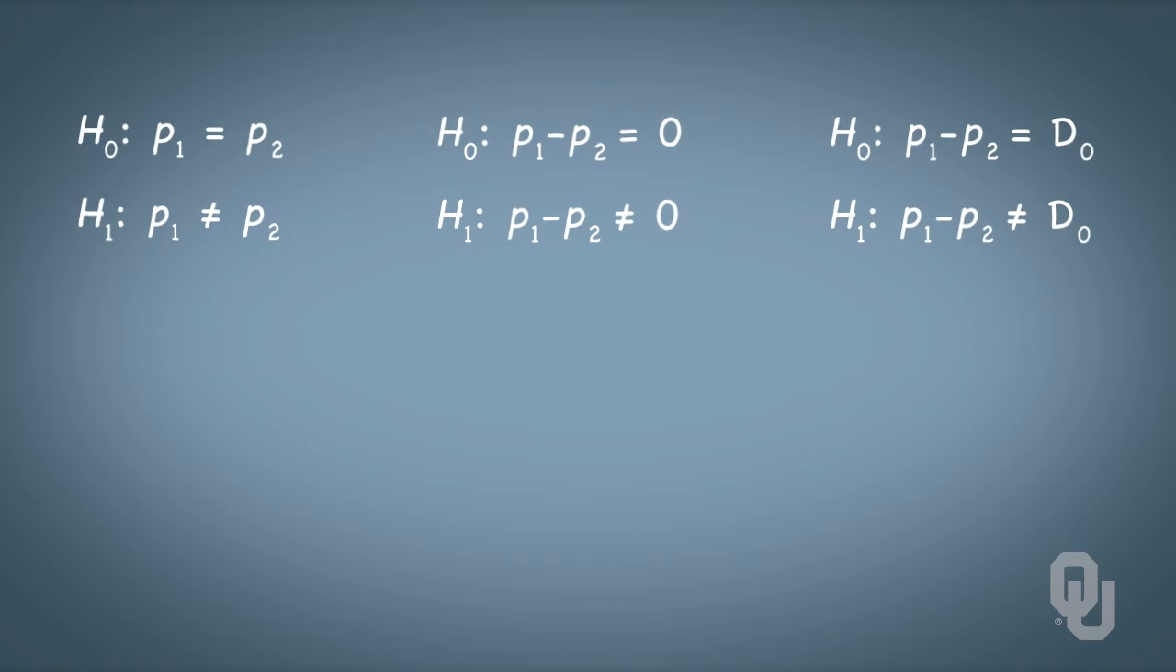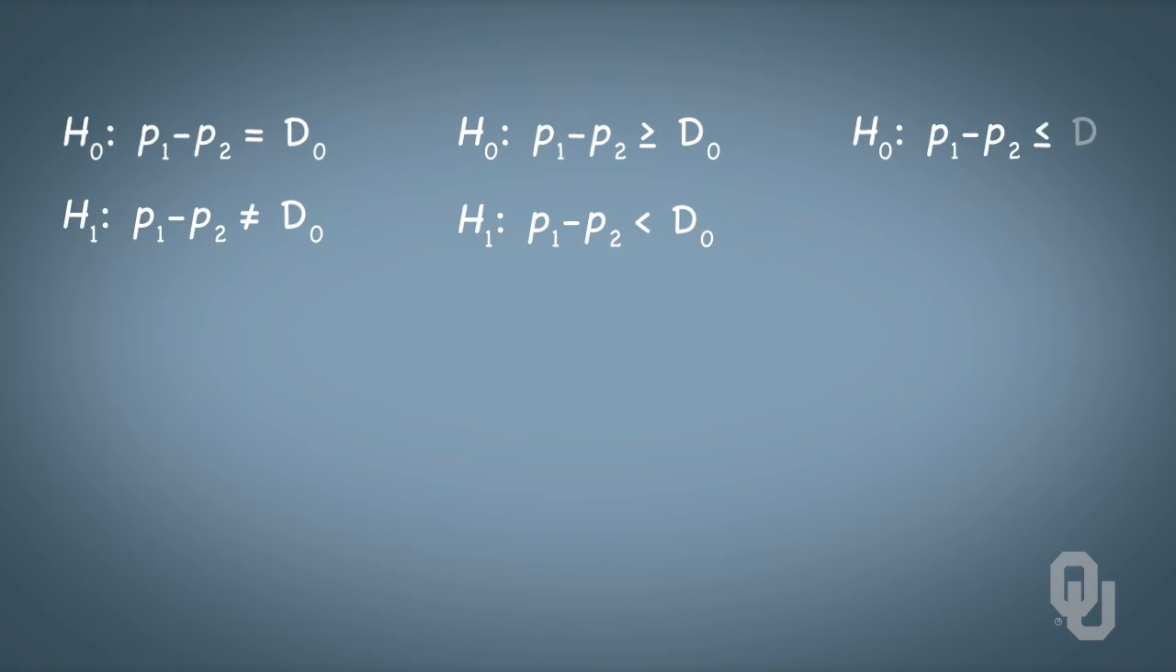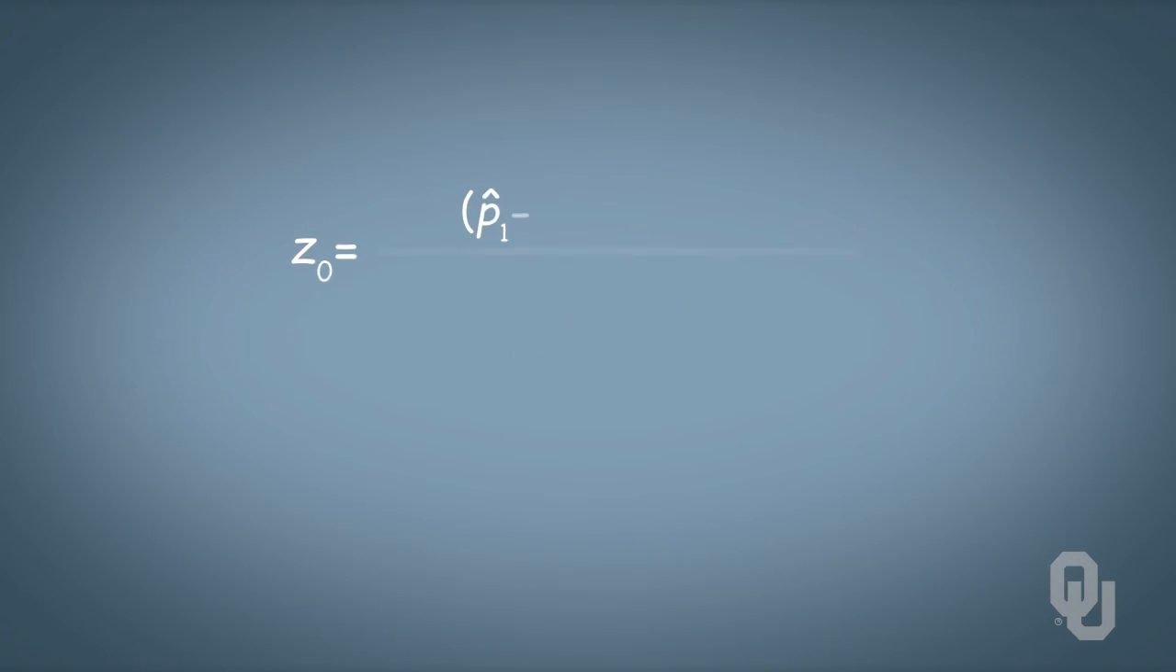And just like always, we can address three different forms of hypotheses: strict equality versus strict inequality, greater than or equal to in the null versus strictly less than in the alternative, and less than or equal to in the null versus strictly greater than in the alternative. Equality is always in the null, with a rejection region in one or two tails governed by the statement in the alternative. The test statistic works much like you'd think it would.